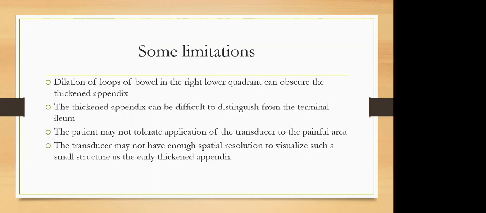The transducer may not have enough spatial resolution to visualize such a small structure as a thickened appendix. So sometimes it depends on what kind of ultrasound machine we are using. The newer ones are better compared to the old ones. Sometimes we may have two or three ultrasound machines in the department, and when you use the older scanner, you may find it difficult to visualize the appendix.